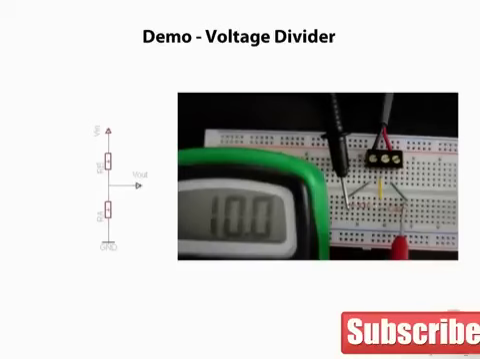Let's measure V in. That's 10 volts. And measure V out. And that's 5 volts, which is what we expected. So we've solved the problem with a resistor divider, getting a ratio of 10 volts to 5 volts. 10 volts V in, 5 volts V out.